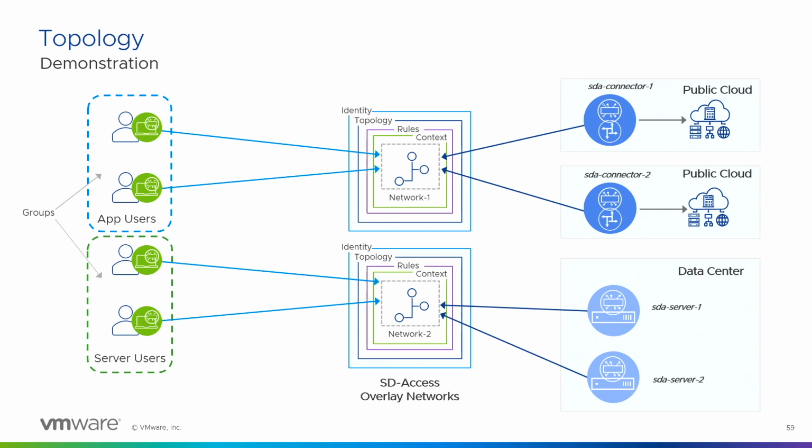In the data center portion, we have the client apps directly installed on the servers, and we have web servers running on these, so the users on the left-hand side, which are part of the server users group, will be able to access this. The whole intention is that the app users will only be able to access the resources behind the connectors in the public cloud, and the server users will be able to access only the resources within the data center where these servers are hosting the SD-Access client application.